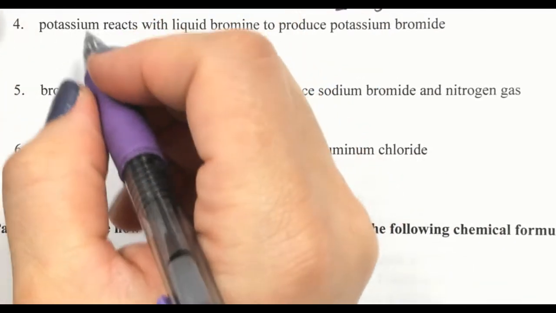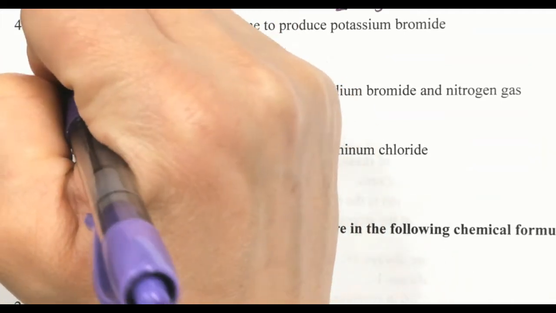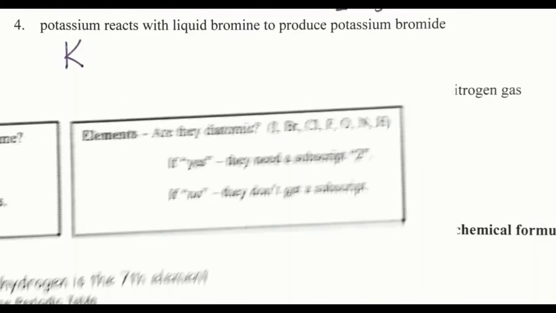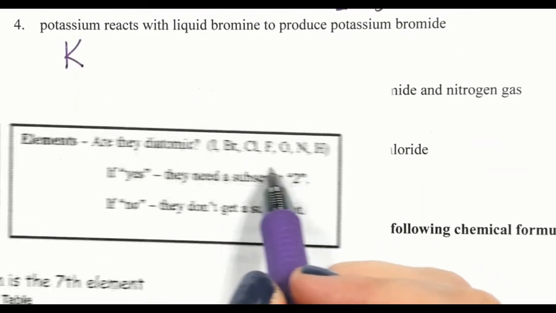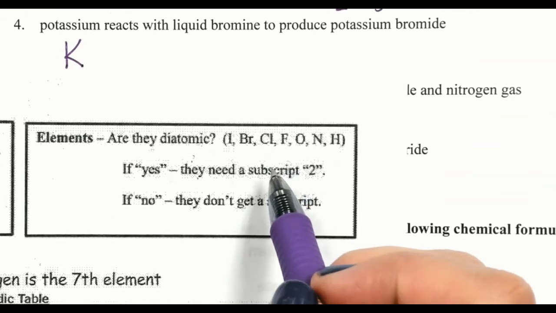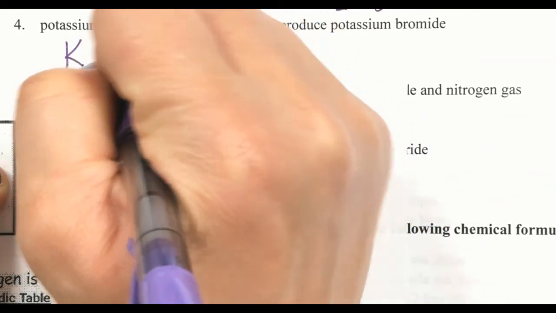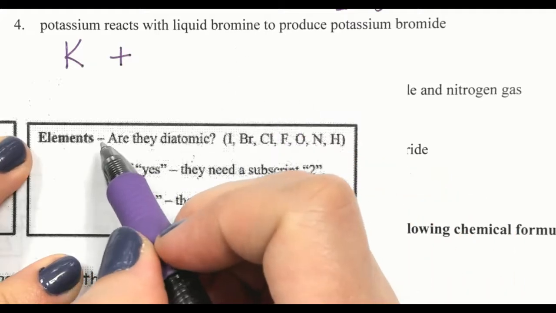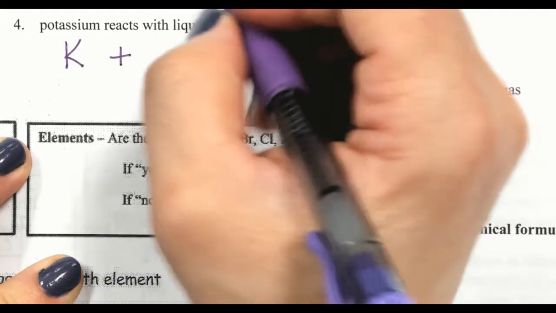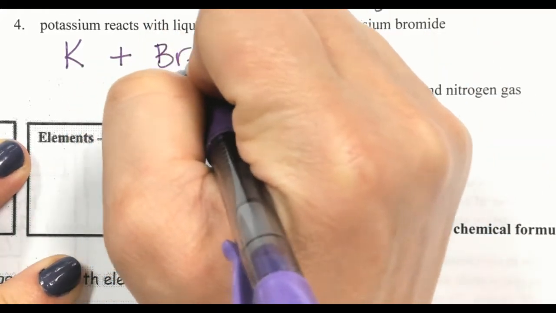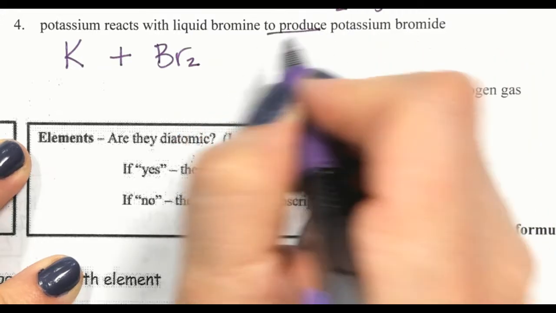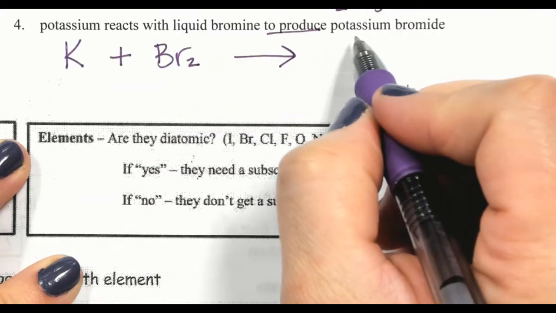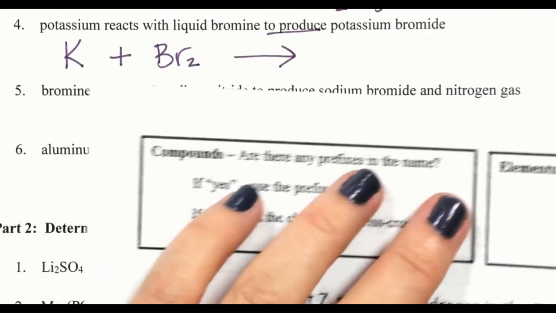Number 4, potassium is an element, so we're going to put K for potassium. It is not one of the diatomics, so we'll not get a subscript of 2. It reacts with, which means put a plus sign, liquid bromine. Bromine is a single element. It is one of our diatomics, so it's going to be Br with a subscript of 2. To produce means draw the arrow, and now we're at potassium bromide, which is a compound.